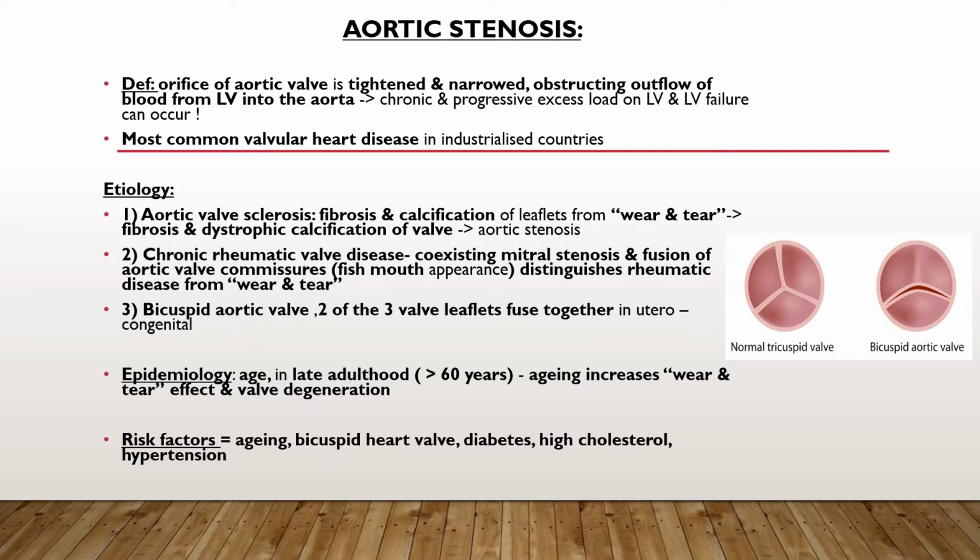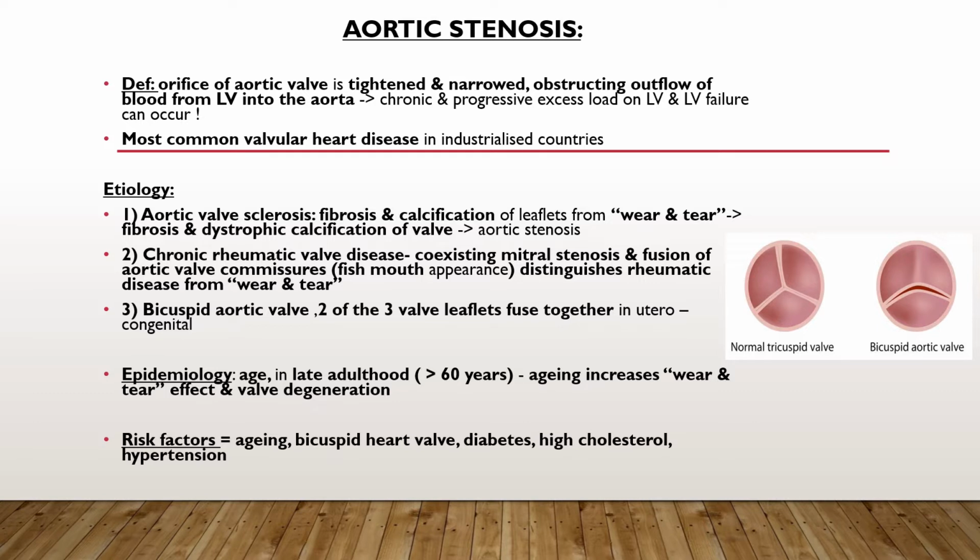So what is aortic stenosis? First of all, the aortic valve is found between the left ventricle and the aorta, and if there's stenosis of this valve, it's going to lead to a tighter and narrower orifice, and this is going to obstruct the flow of blood from the left ventricle into the aorta. If you imagine a lumen, if it's narrower or smaller, passage of anything through that lumen will be more difficult, and this is similar for aortic stenosis. And this can actually lead to left ventricular failure.